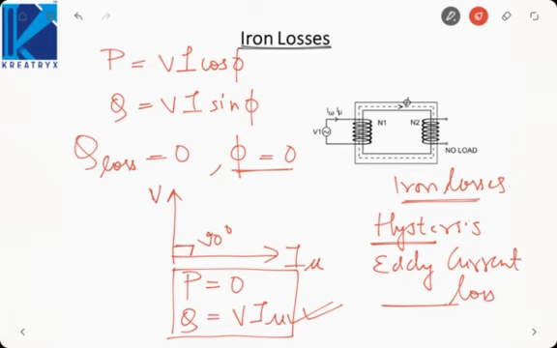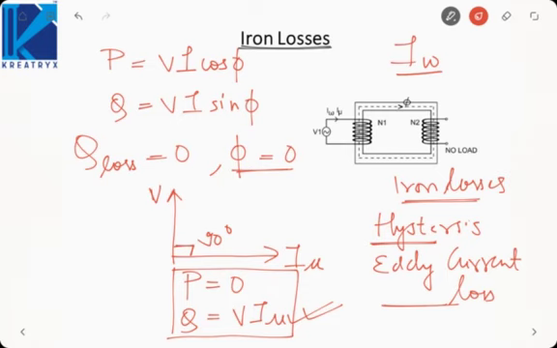So now, since I am saying that the losses will draw some current from the source, the losses will require some current from the source. That current I will represent by IW. IW means the watt component of the current. Watt is the unit of real power. That means this IW is related to the real power.